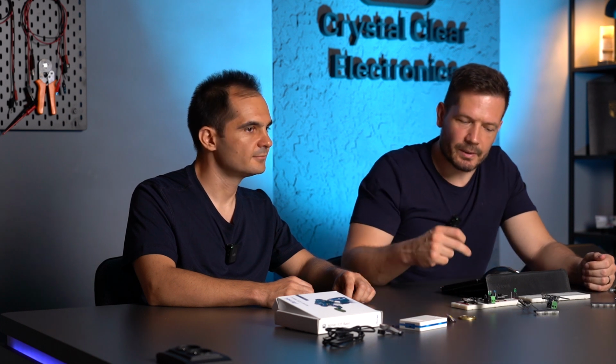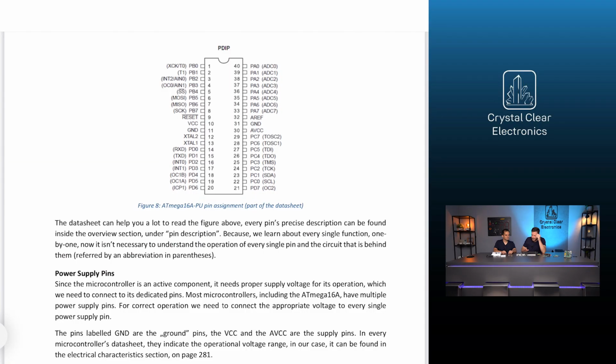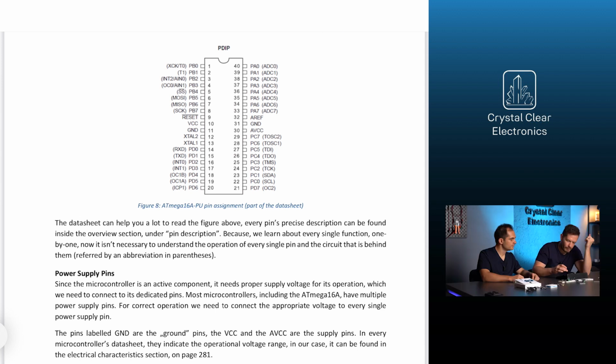That's what the so-called pinout or pin assignment shown here is for, and it can be found on the datasheet of every microcontroller and every IC in general. In this case, it's in the form of a diagram on page 3 of the datasheet. The datasheet can help you a lot to read the figure, and every pin's precise description can be found inside the overview under pin description section.